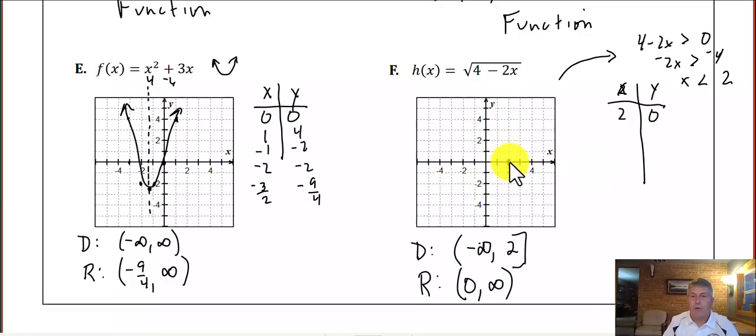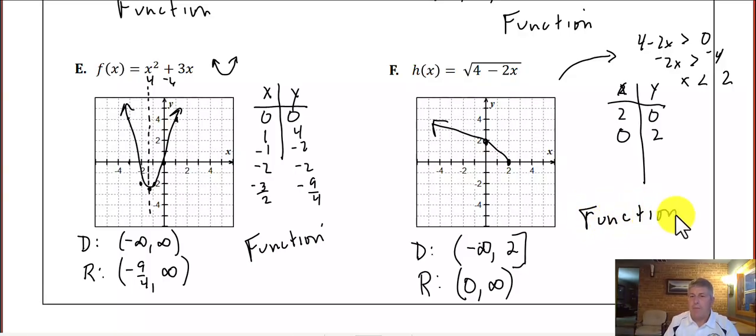Our graph will look something like that. And I know that when x is 0, y is 2. So I went through that particular point there. So our graph is going to look something like that. And we've got our domain and range. Both of these are functions because of the way they are mapped. Every x has its own y, and we don't have an x that goes to two different y values.